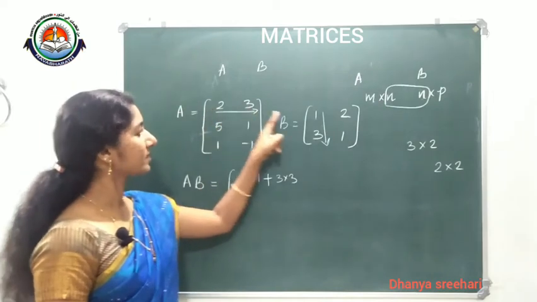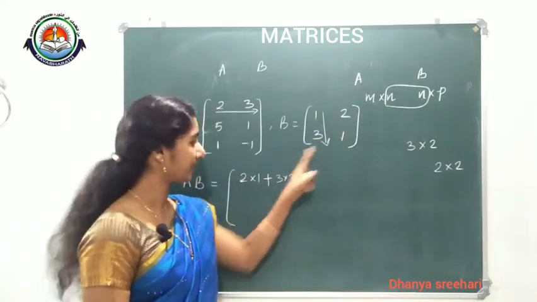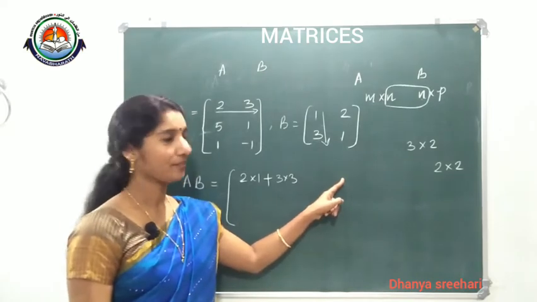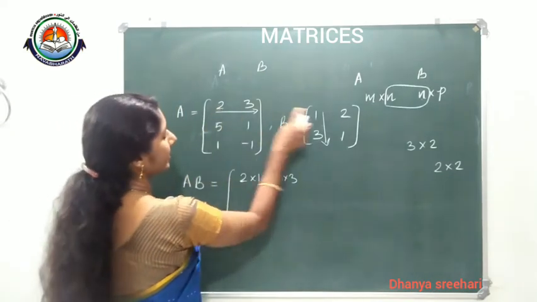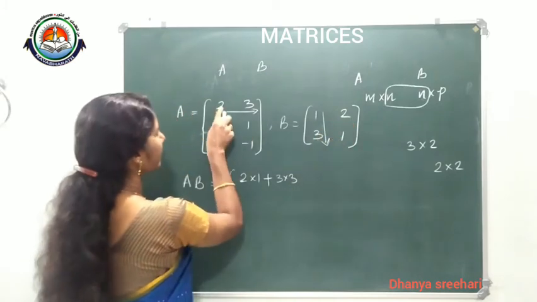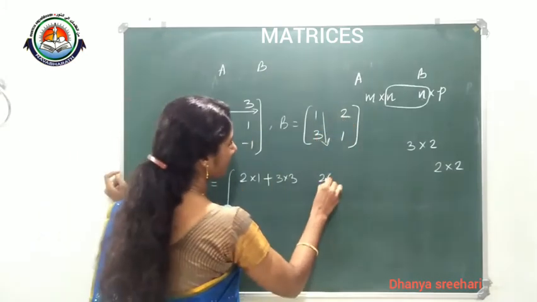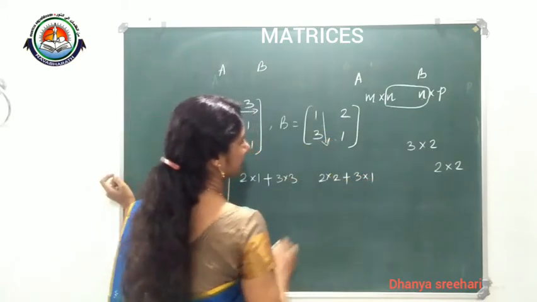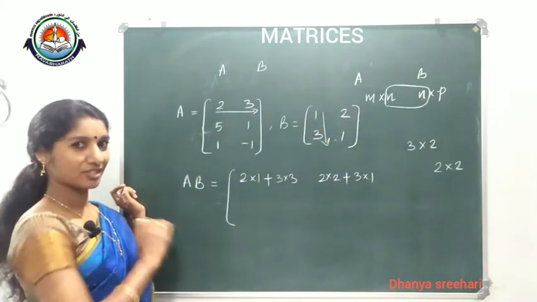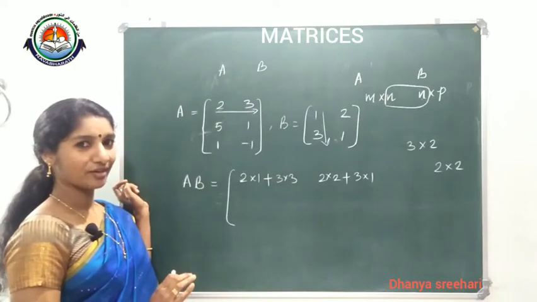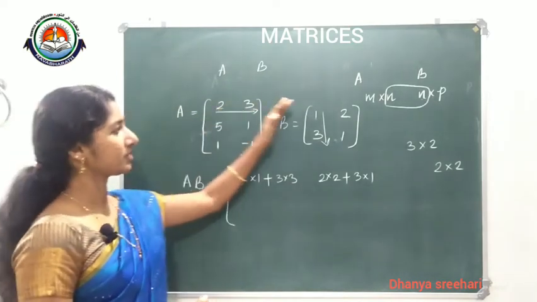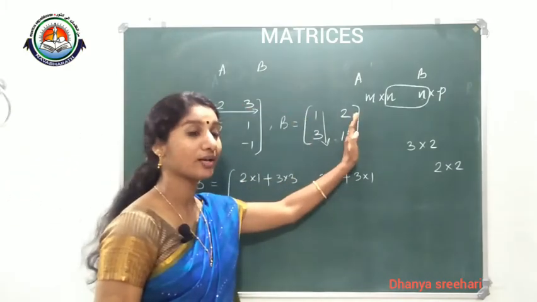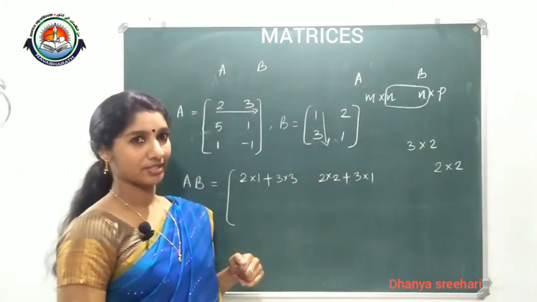And first row with the second column, we get the first row's second element. So first row 2, 3, the second column is 2, 1. So 2 into 2 plus 3 into 1. Finished. First row is finished. How did we get the first row? First row with the first column we got the first element. First row with the second column we got the second element.